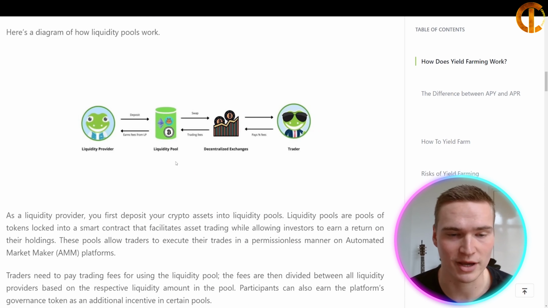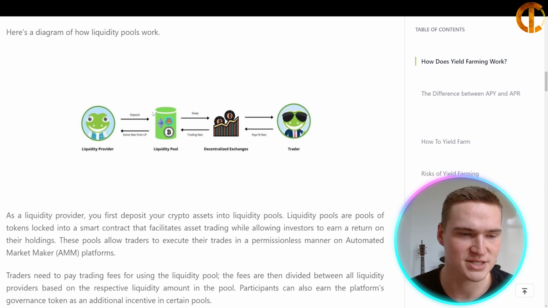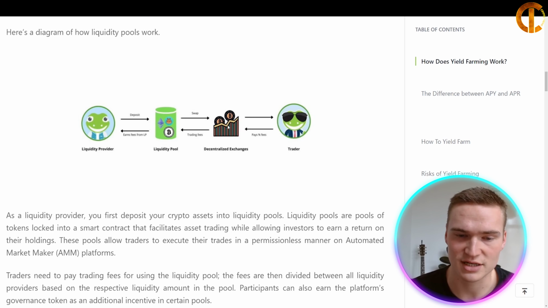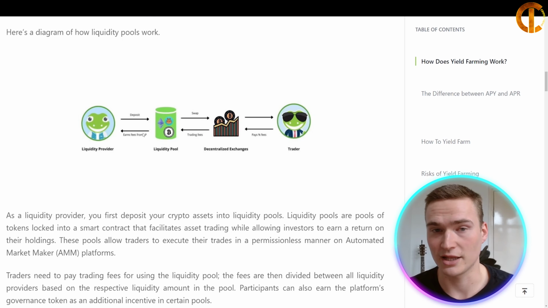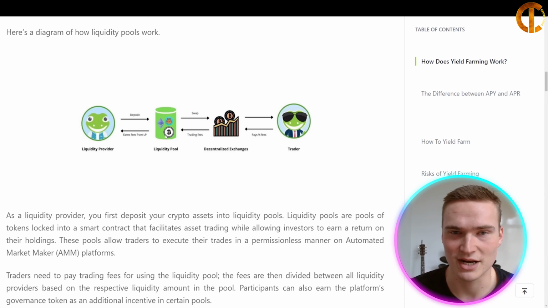So here's a very quick and easy graph to further understand the topic. You are the liquidity provider, you deposit into a liquidity pool. This will be used by decentralized exchanges, and the traders who use the decentralized exchanges pay fees. The decentralized exchange puts fees into the liquidity pool, the pool grows, and you get a percentage of that.